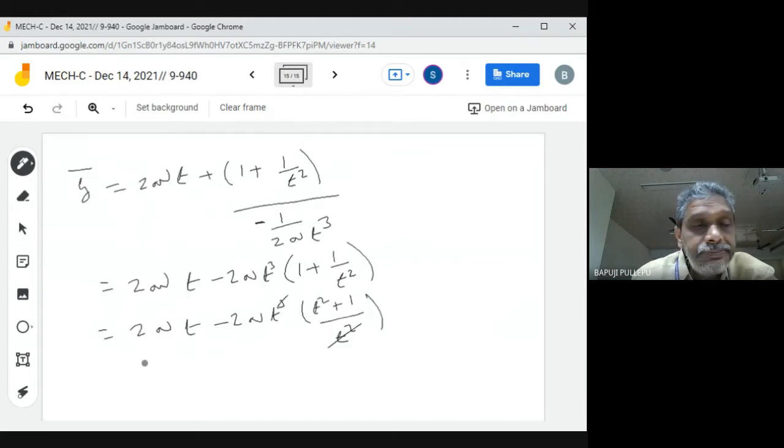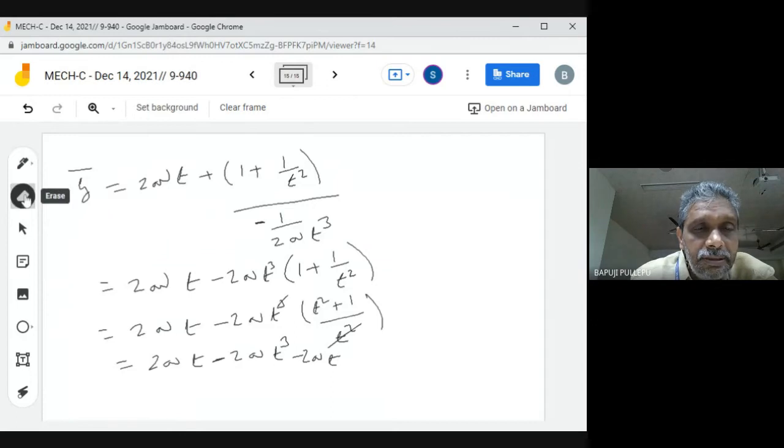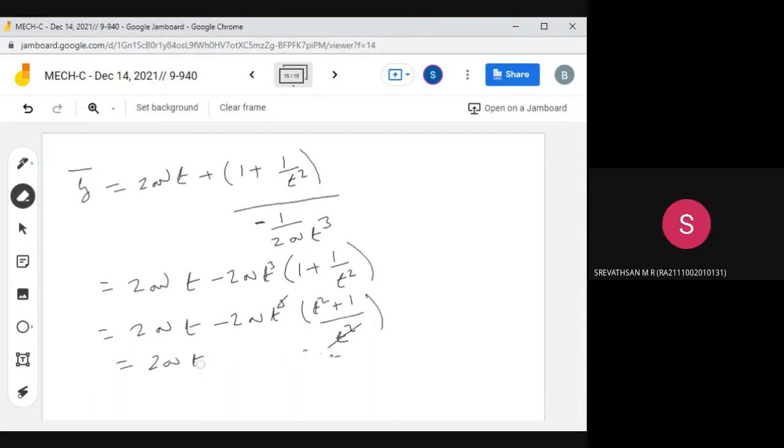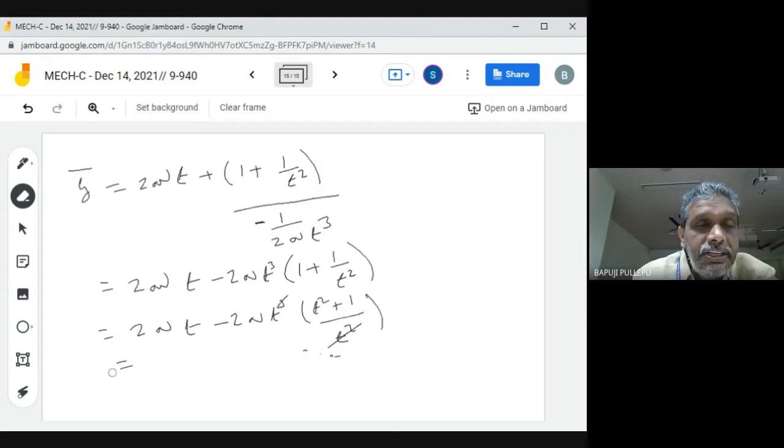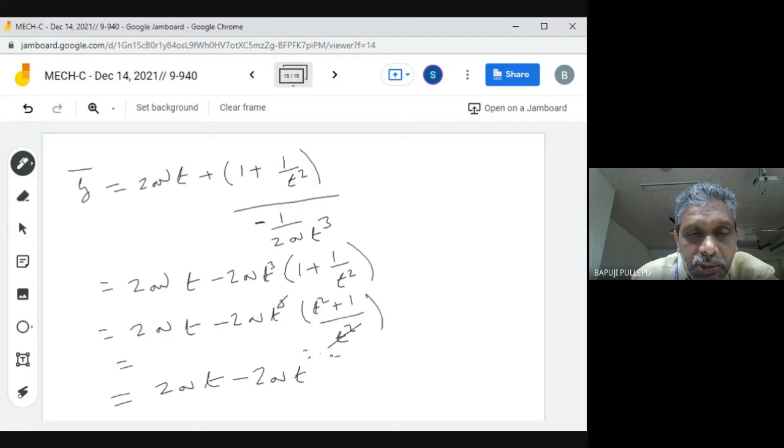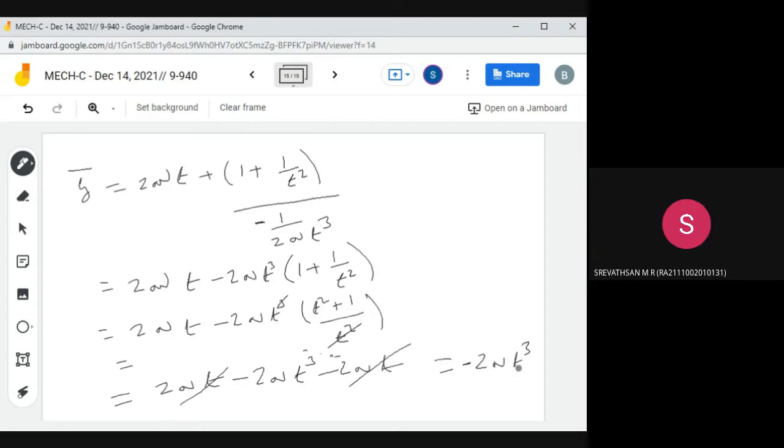Now this is equal to, tell me. Minus 2at cube minus 2at. Agree? Right or wrong? Minus 2at. Okay, correct, sir. Otherwise, we can take common, sir, 2at. Wait, 1 minute. We'll do. Tell me. 2at minus 2at cube minus 2at. Am I correct? Yes, sir. 2at minus 2at cancel. So, balance is what? Minus 2at cube. Clear?